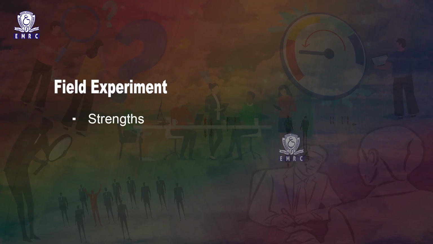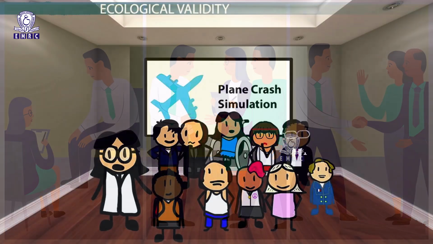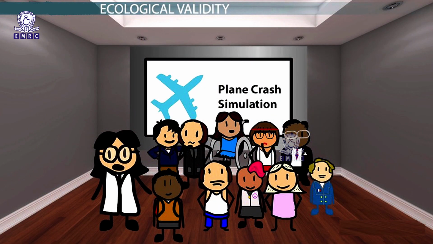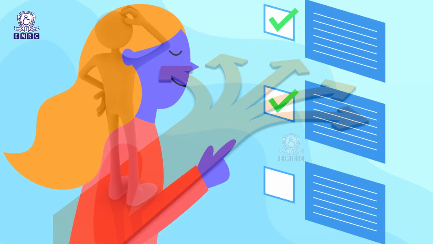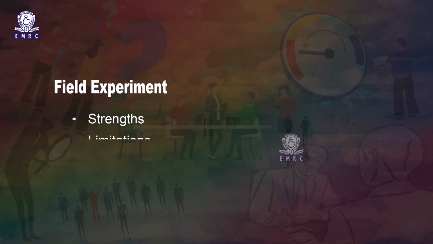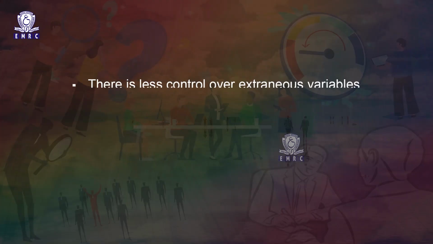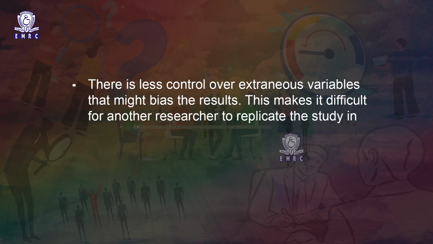The strengths are: behavior in a field experiment is more likely to reflect real life because of its natural setting, that is, higher ecological validity than a lab experiment. There is less likelihood of demand characteristics affecting the result, as participants may not know they are being studied. This occurs when the study is covert. The limitations are: there is less control over extraneous variables that might bias the results. This makes it difficult for another researcher to replicate the study in exactly the same way.